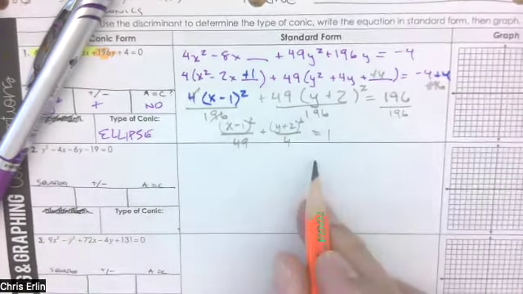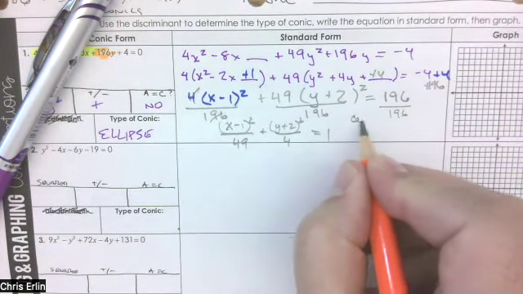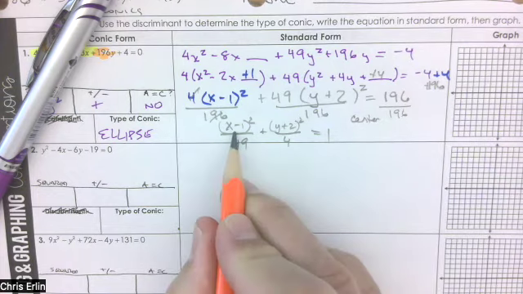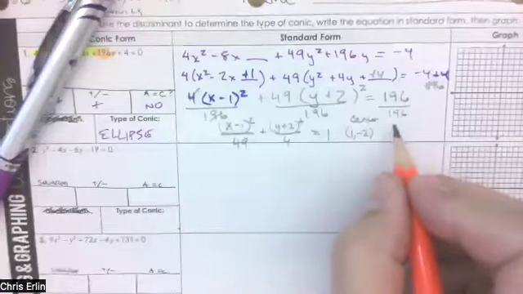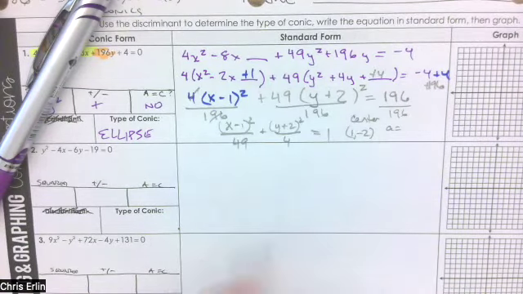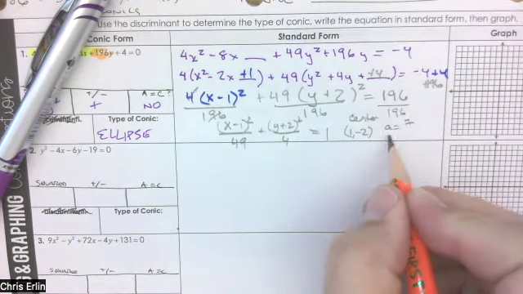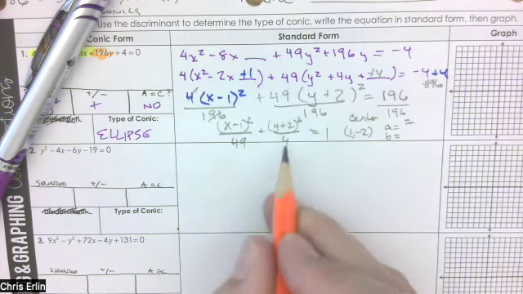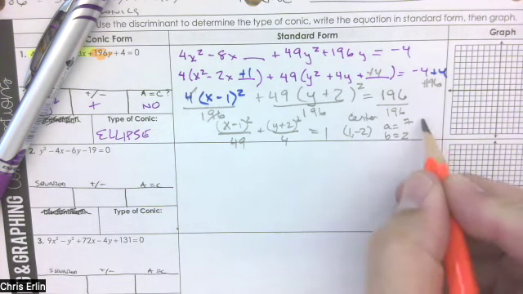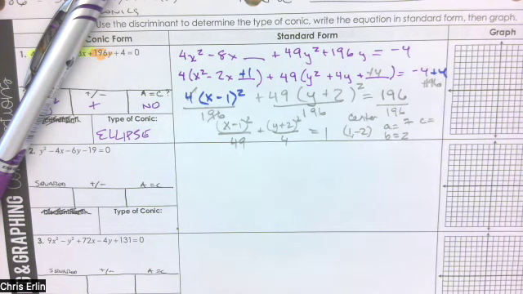From this, once it's in this form, what's our center? 1, -2. What's our A value? Square root of 49 is 7. What's our B value? Square root of 4 is 2. Do you remember how we get our C, our focus?